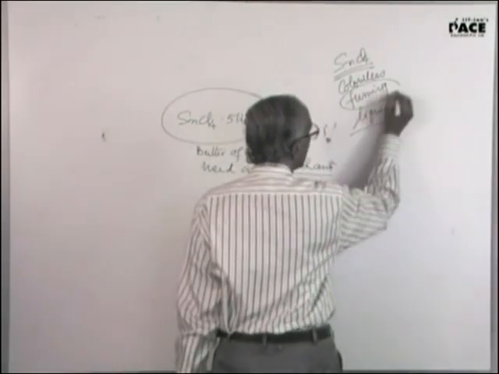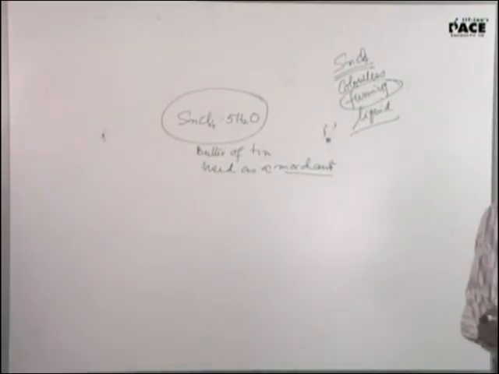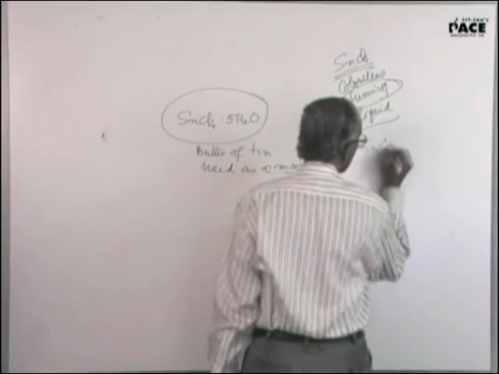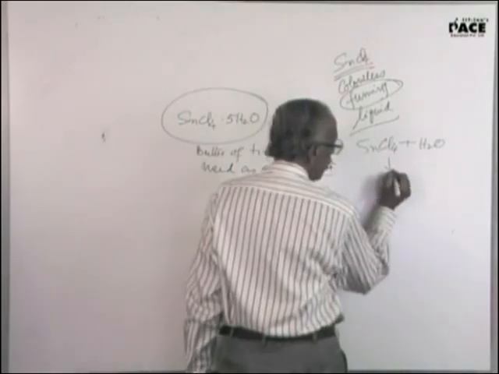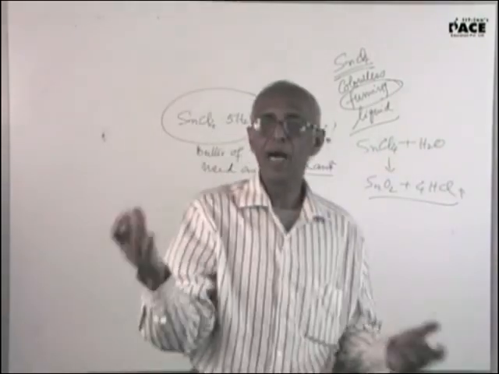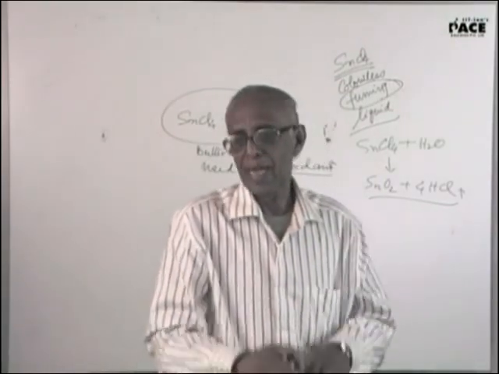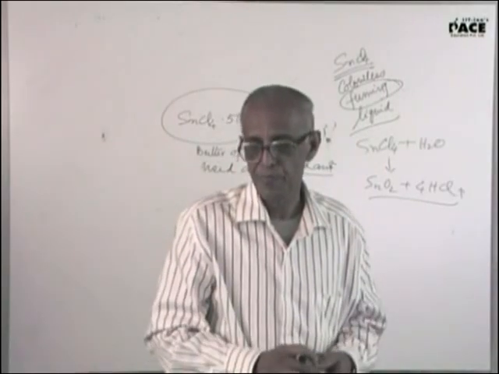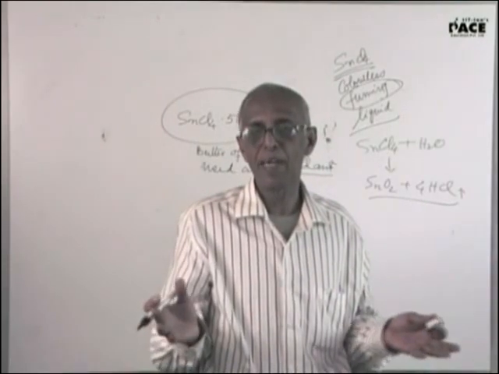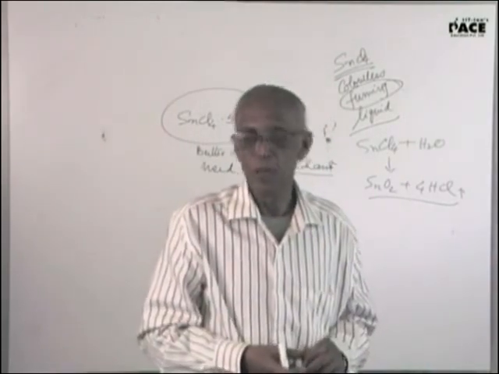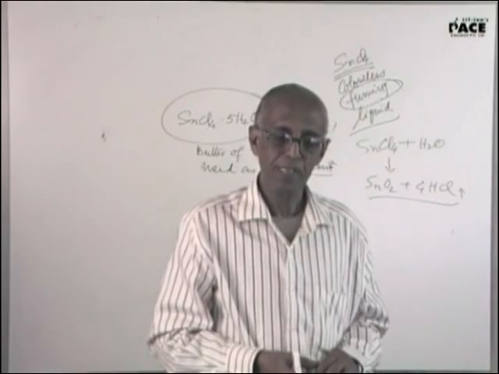Why is it fuming? Fuming because stannic chloride, in presence of water, will hydrolyze and liberate HCl gas. And that HCl gas forms fumes. So in presence of moisture, stannic chloride will appear as a fuming liquid due to the liberation of HCl as a result of hydrolysis of stannic chloride.